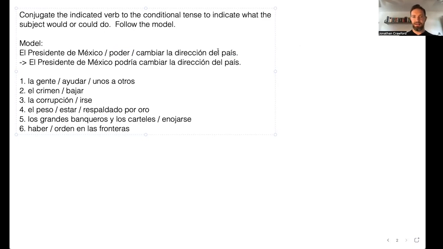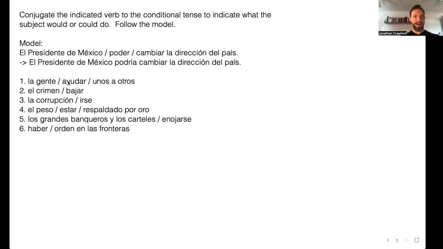De, el. This is a contraction in Spanish. De plus el turns into del. Of the. De means of. El means the. Del means of the. Del. Contracted. El presidente de México podría cambiar la dirección del país. He could change the direction of the country. El país means country. Okay.